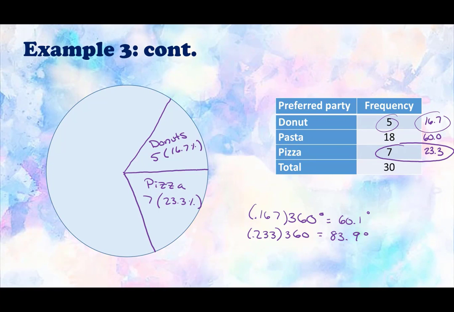And again, you don't need to write all of these things. You can either write the count or the percentage. It's really up to you. Now, last but certainly not least, we have pasta. We know that pasta is 60%, or 0.60, of 360 degrees, which when you put in a calculator is going to be 216 degrees. And if you look at the space that we have left over here, that is 216 degrees. So we're actually going to write pasta in here, with a count of 18 or 60%.